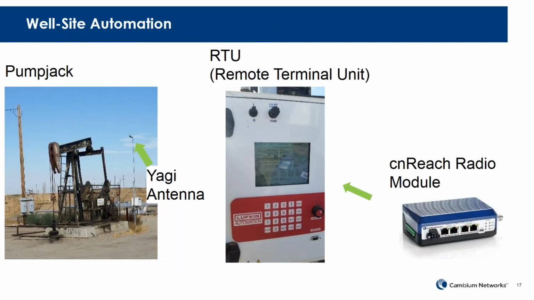And lastly, here's a well site automation example. This is in the state of California. This is an example of one of those upstream devices we talked about, which is a pump jack. This is an oil well that's been drilled, and now it's pumping. It's an active well. There's a whole bunch of sensors fitted on that pump jack.